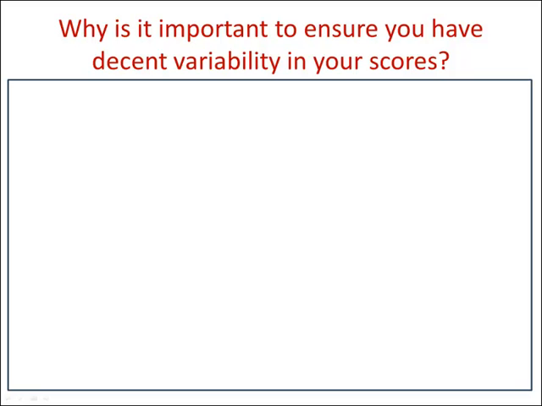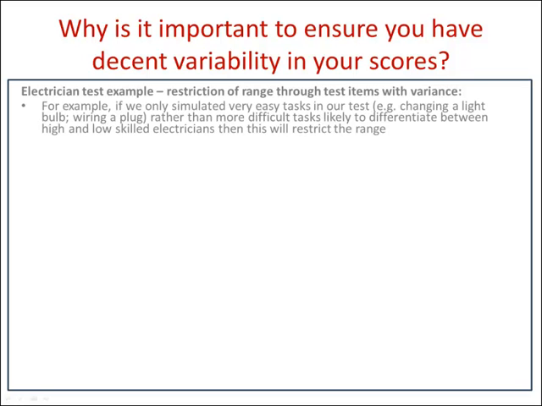So why is it important to ensure that you have decent variability in your scores? Okay, let's go back to our electrician test example. This is where we're getting a restriction of range as a result of our test items. Imagine that we've created our test and we've only simulated very easy tasks. For something like changing a light bulb, it's the sort of thing anyone can do. You don't need to be an electrician.